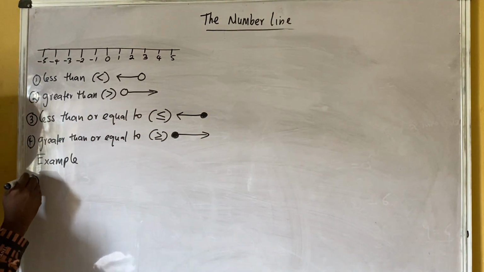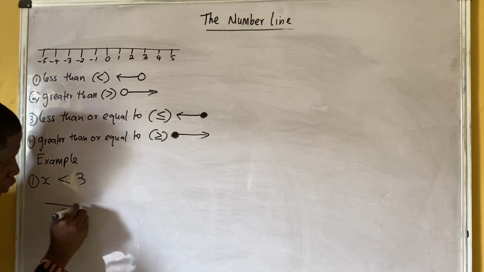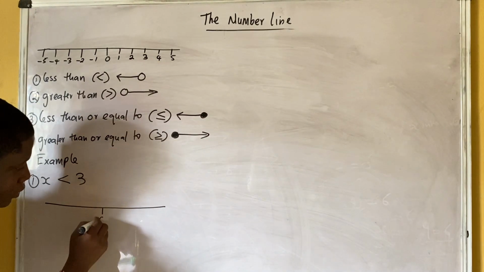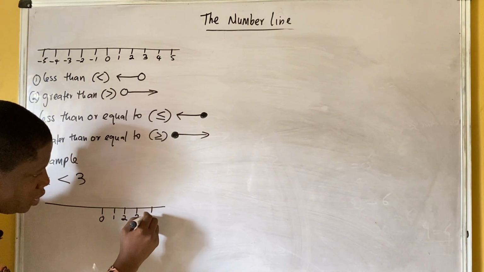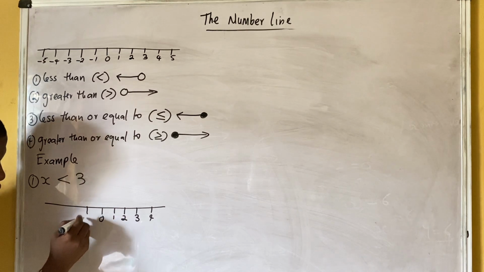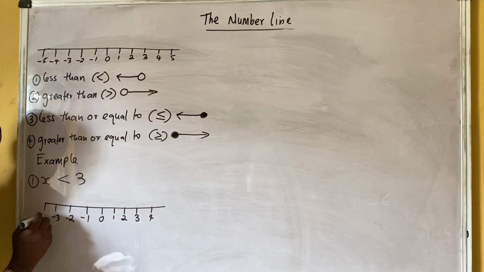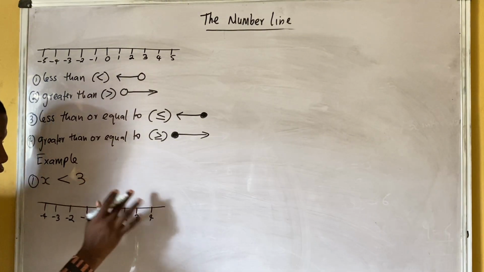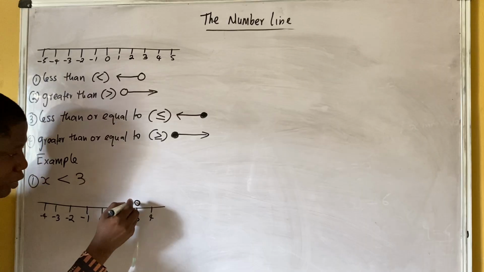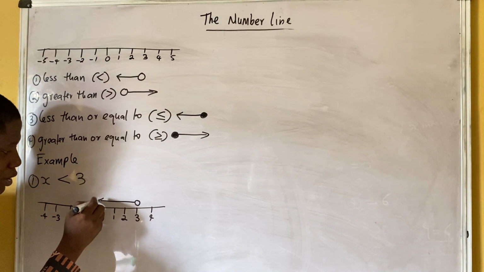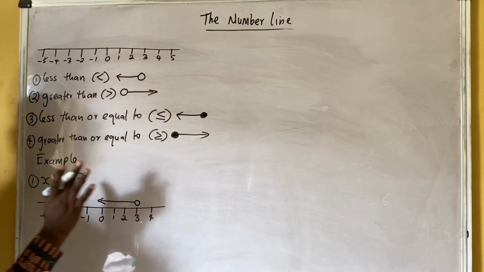The first one is x is less than 3. So here you have your number line. Here is 0, this is plus 1, plus 2, plus 3, plus 4, and so on. This is minus 1, minus 2, minus 3, minus 4, and so on. So our circle should be on 3, and the arrow should be pointing backward since it is less than. So this is x is less than 3.